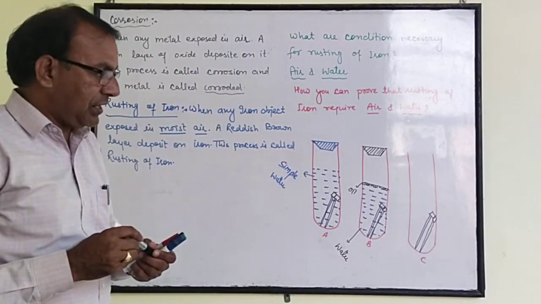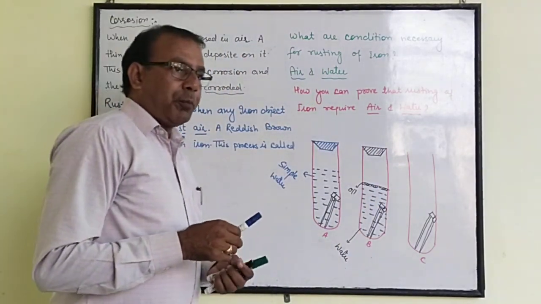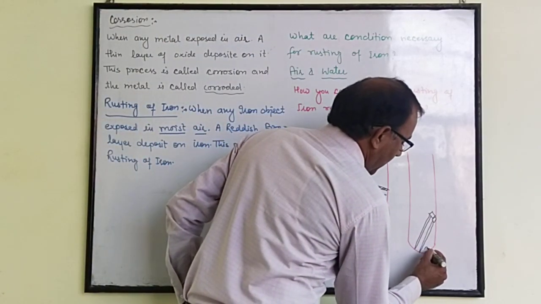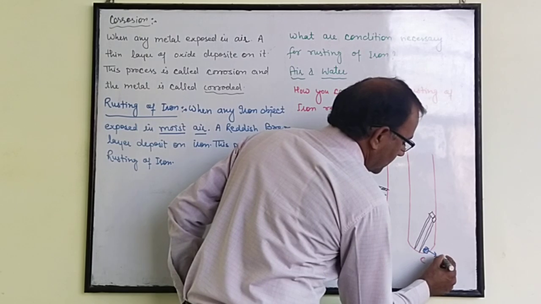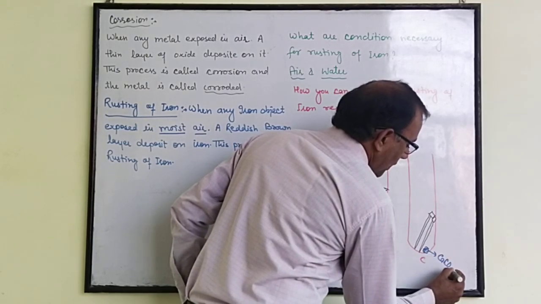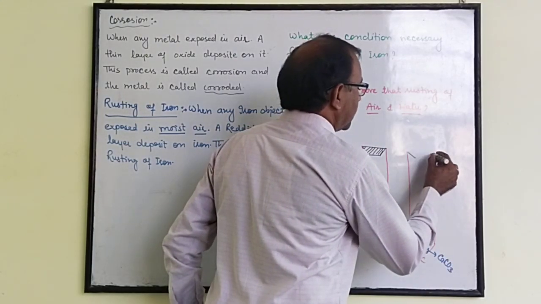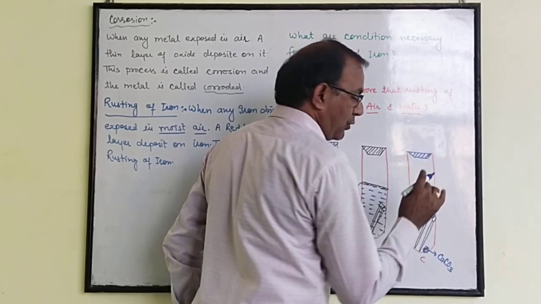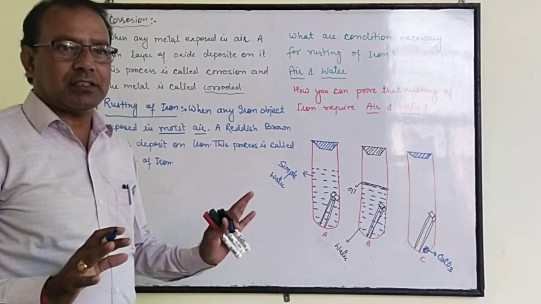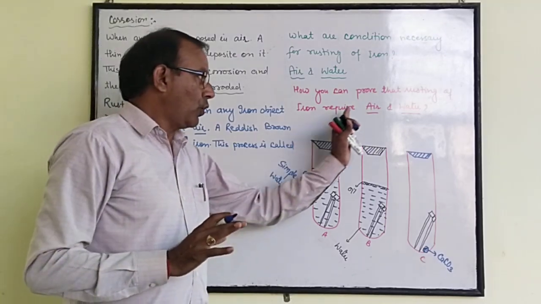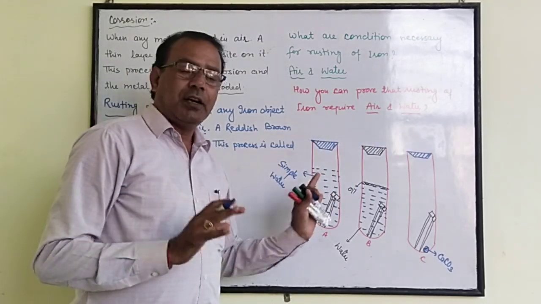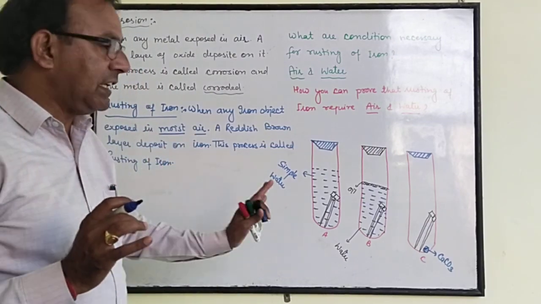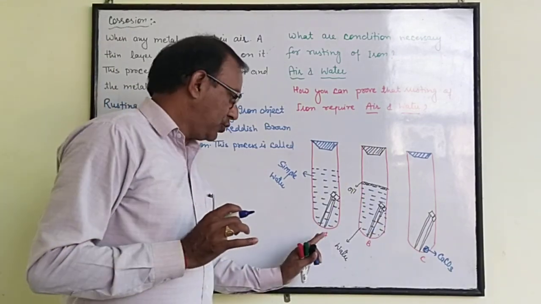In test tube C, only put some calcium carbonate and make it airtight. We have to prove that iron requires two conditions for rust, air and water. Then take 3 test tubes, put 2 iron nails in each test tube: test tube A, B, C.